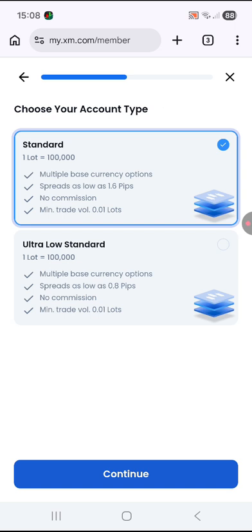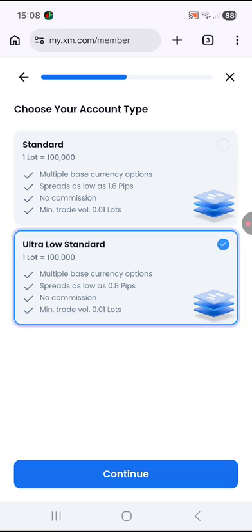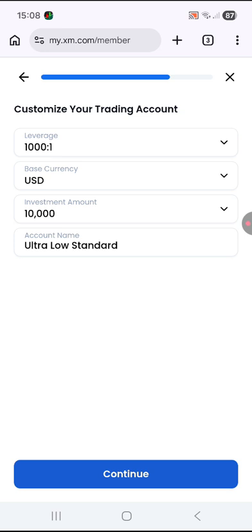There's a standard, one lot equals 100,000. Spreads as low as 1.6 pips, no commission. I actually choose this ultra low standard. Spreads as low as 0.8 pips, no commission. I don't know, they had me sold on that one. So I do the ultra low standard.